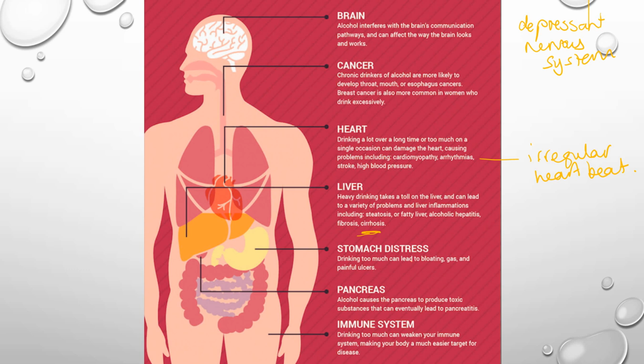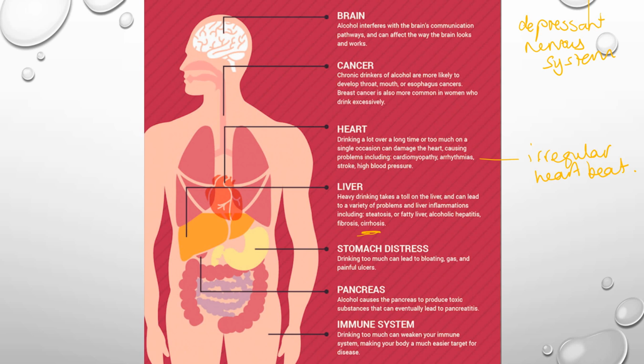Stomach distress. Drinking too much can cause bloating, gas and ulcers in the stomach. Basically, the stomach gets irritated, and this is why sometimes when people have drunk too much, it actually makes them vomit, because it's irritating their stomach lining and their esophagus, and so it makes them throw it back up again.